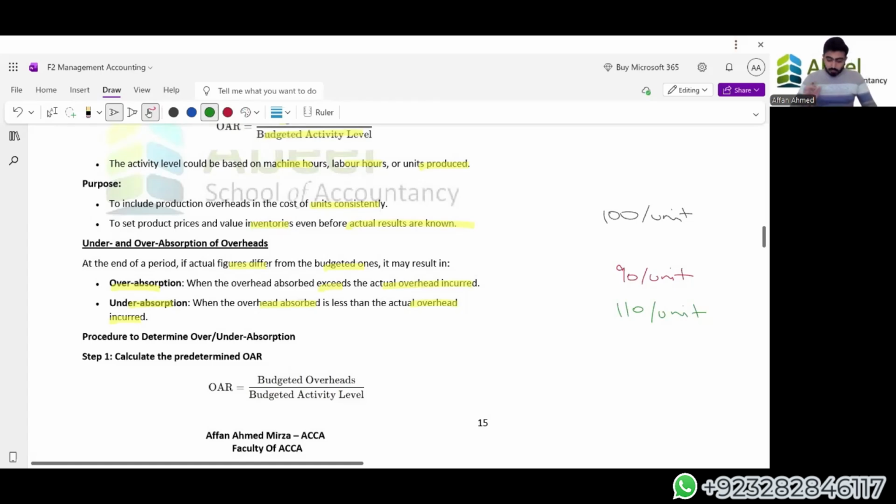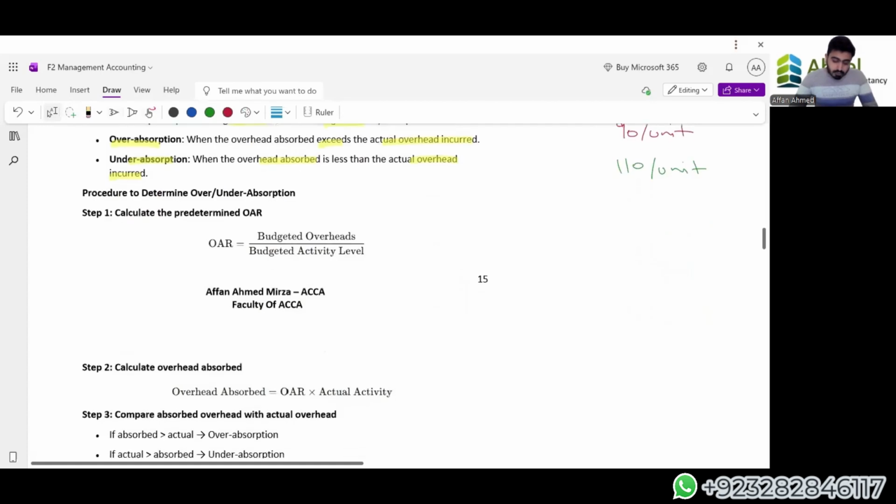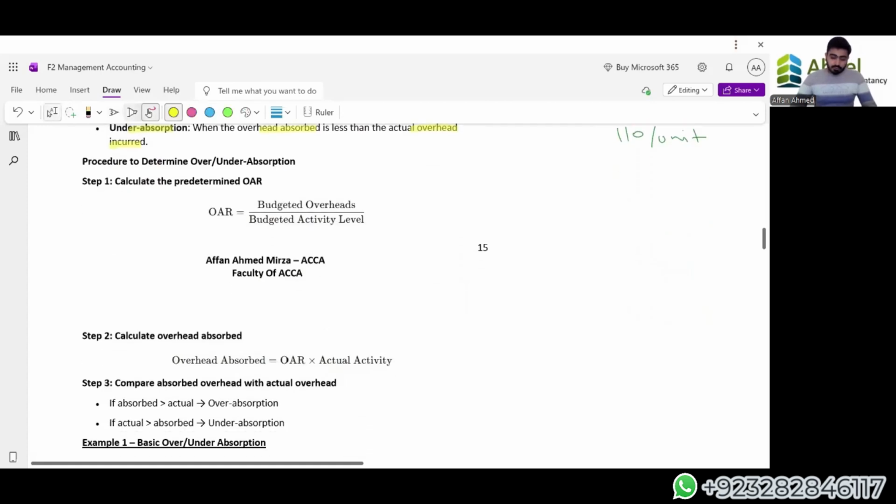Okay. Now, one small thing that I will tell you very shortly is when we study the formula. See the steps here. First of all, the OAR. OAR is based on predetermination, so budgeted overheads divided by budgeted activity level. The second step is that overhead absorbed is equal to OAR times actual activity. Now, what are we doing here? What we are doing here is to be told to you through a story.